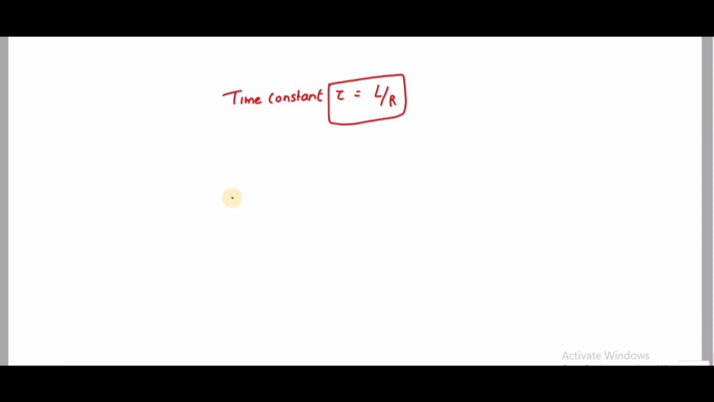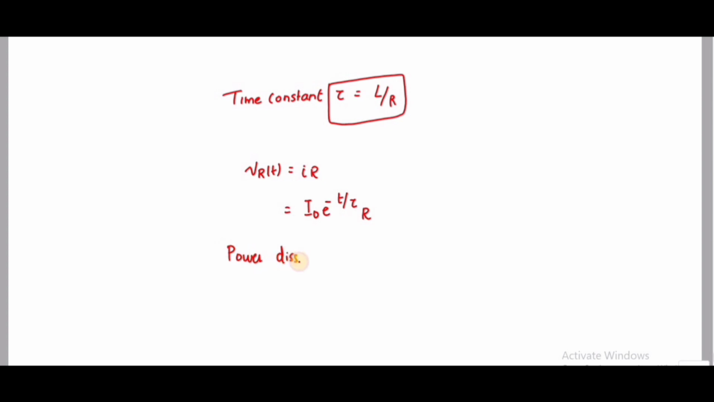So what is now VR of t? VR of t is equal to, we know, I into R. So what is I now? I is I naught e power minus t divided by tau, into R. So this is VR of t.